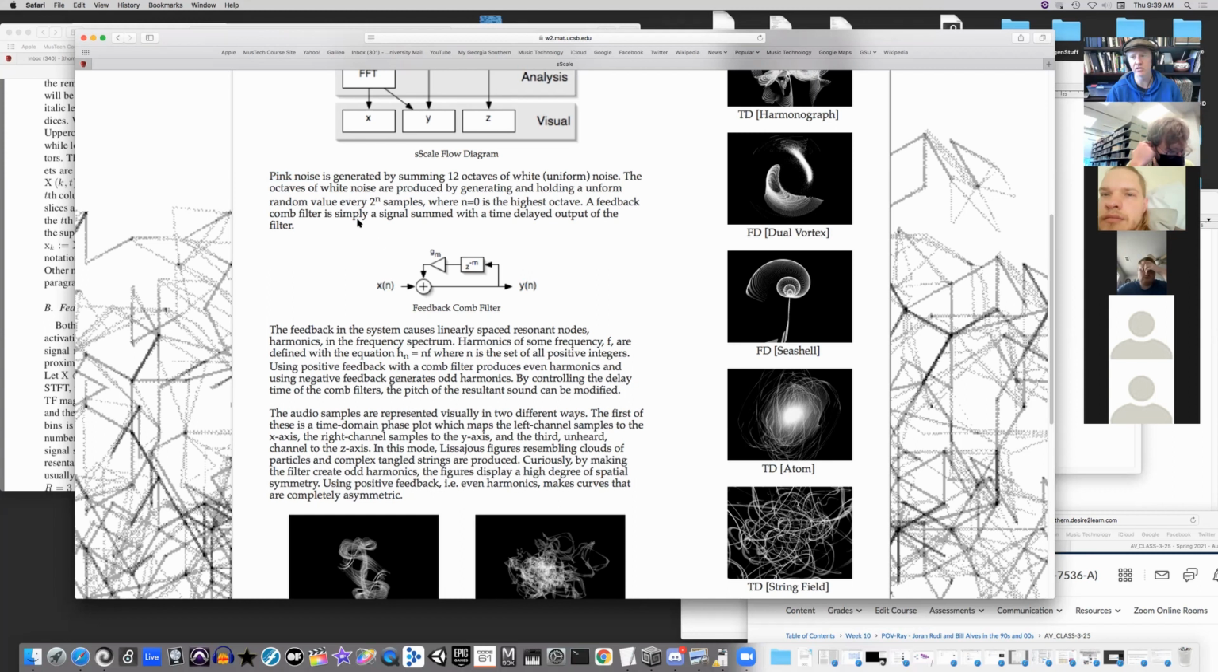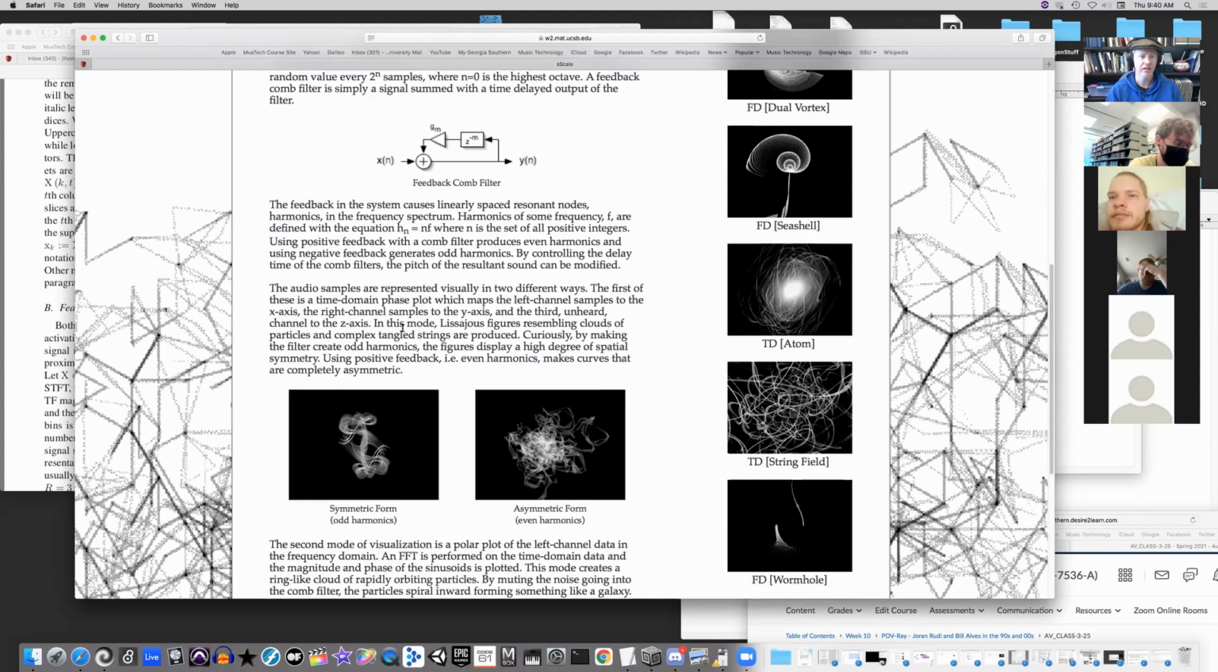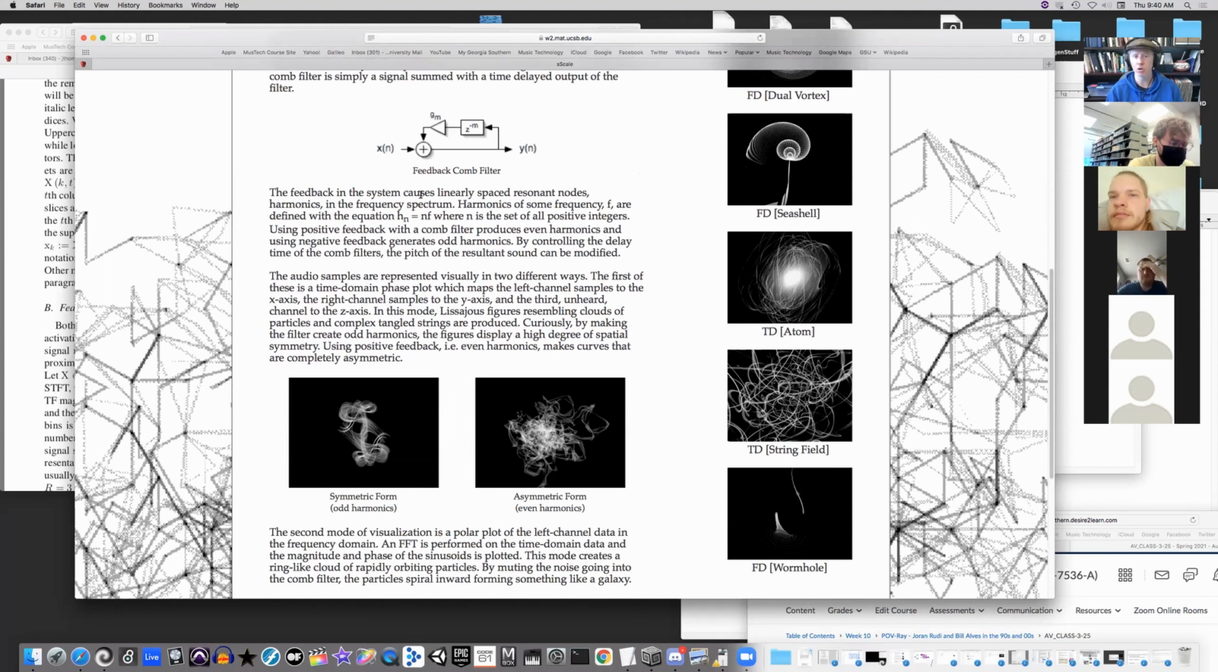He generates his own pink noise even, which it looks like he does by doing white noise at a certain decibel decrease per octave. He says the feedback in the system, which is the comb filter, causes linearly spaced resonant nodes, harmonics, in the frequency spectrum. Harmonics of some frequency are defined with some equation. Using positive feedback with a comb filter produces even harmonics, and using negative feedback generates odd harmonics. So whether or not we flip the phase is what positive feedback or negative feedback means. So he's able to generate either even or odd harmonics.